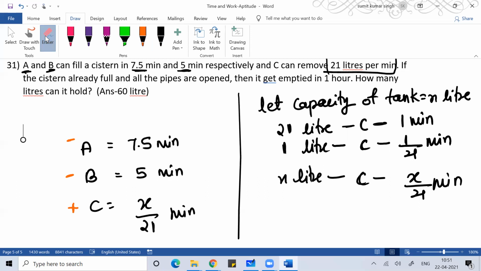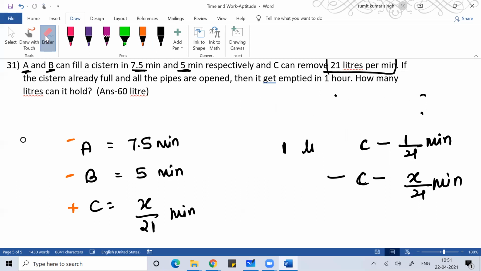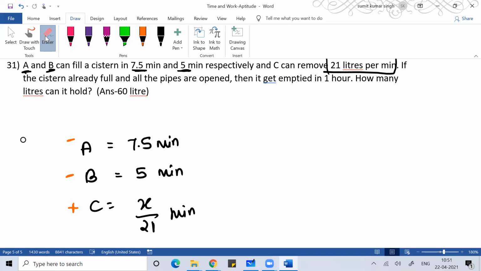Now to understand this problem, everything is given in terms of minutes. A and B can fill the water in 7.5 minutes and 5 minutes, and C can remove all the water in X by 21 minutes. And here it is given that the complete system will get emptied in 1 hour. So 1 hour is equal to 60 minutes. If you take a completely filled system and open all the three pipes, then the complete system will get empty in 60 minutes. So this part I think everyone is clear.